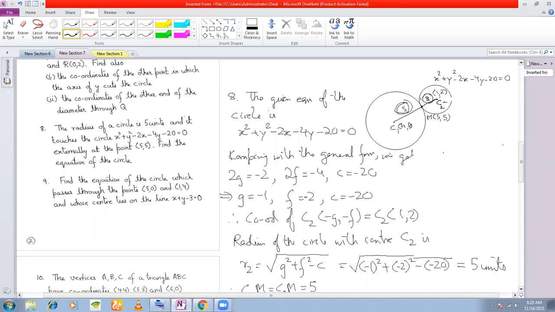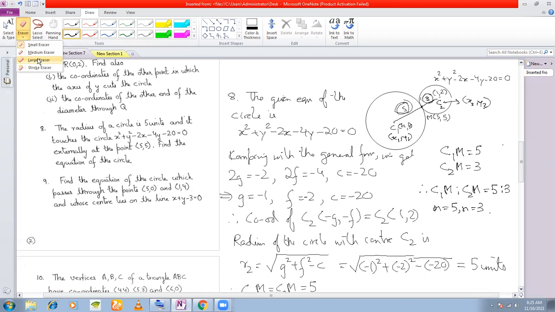if we had got this as 3 units, then C1M clearly is 5 units and C2M is 3 units. So what is the ratio of these two, C1M is to C2M? 5 is to 3, isn't it? Now with the help of the section formula, we can find out. If we consider this as our x1, y1, and this as x2, y2, then m is equal to 5 and n is equal to 3, isn't it? Then by the section formula, we can find out the coordinates of M, and that must be equal to 5, 5. Clear? Yes, sir. Okay, we move on to the next problem then.